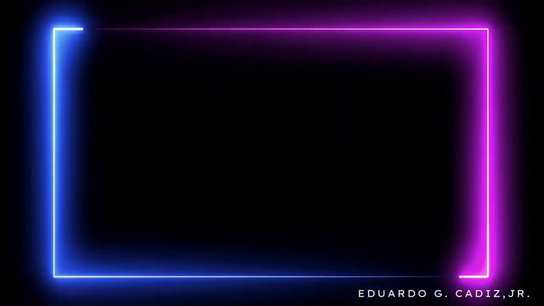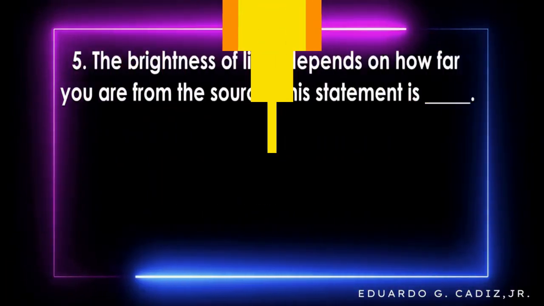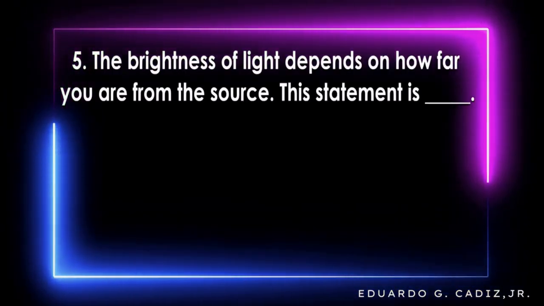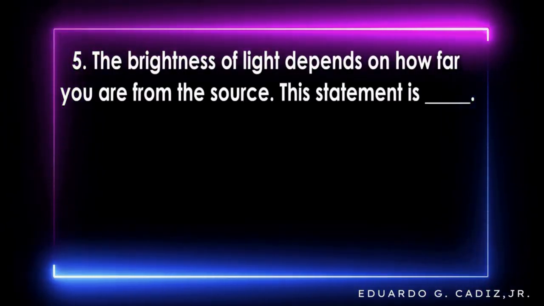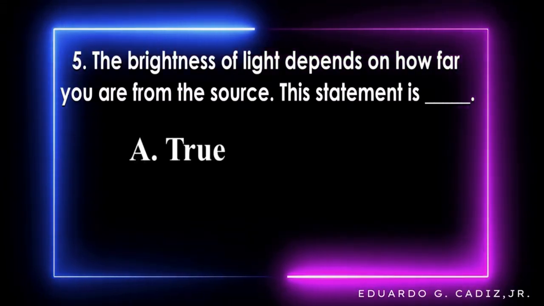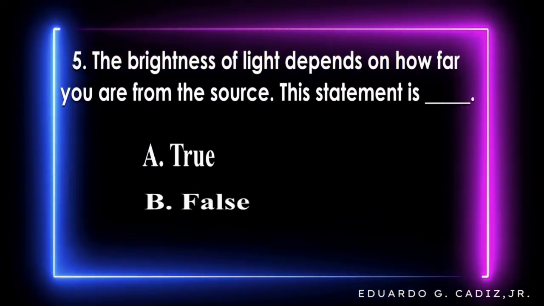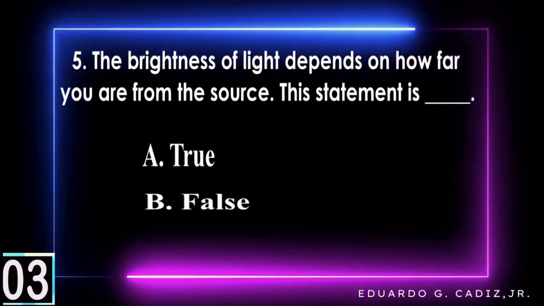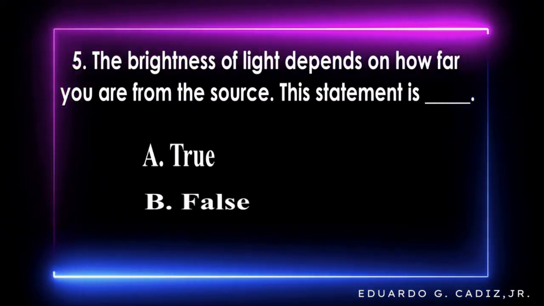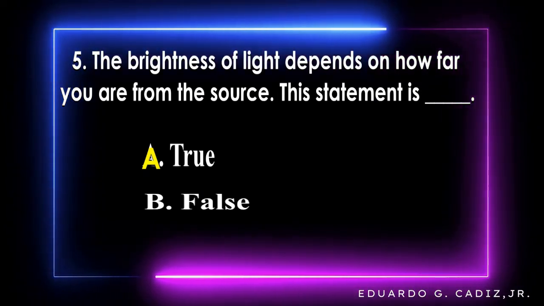Alright, so let's go to our last question. Question number 5. The brightness of light depends on how far you are from the source. This statement is A. True, B. False. If your answer is true, then you got the correct answer.